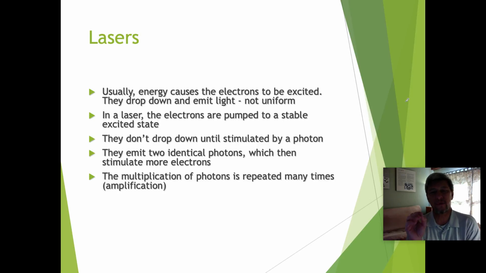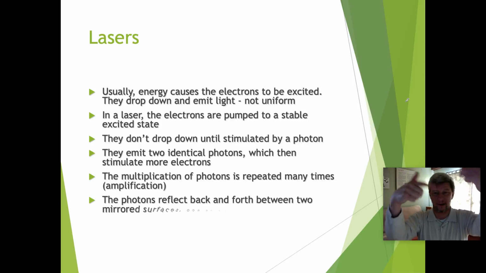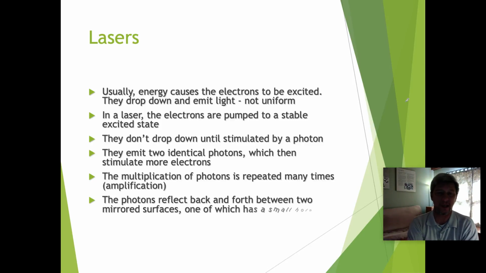And when a photon stimulates the electrons, they emit two more photons. Okay, so we're magnifying the light now. And those photons then stimulate more electrons, which then emit more photons, and so on and so on. And so this multiplication of photons is repeated many times, and we call this process amplification.